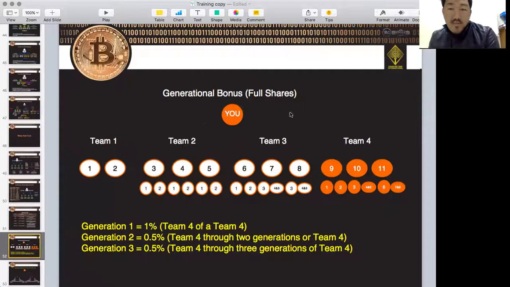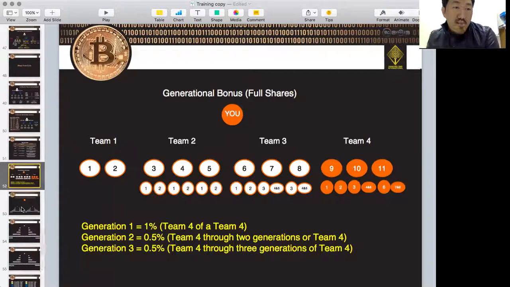Generational bonus, team 4 of a team 4, basically means you understand that team 4 is the 9th person and beyond. So their team 4 would mean the 9th and 10th person under them. You'll make 1% off of them. All right.